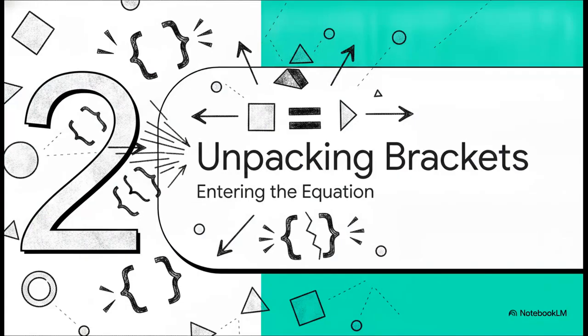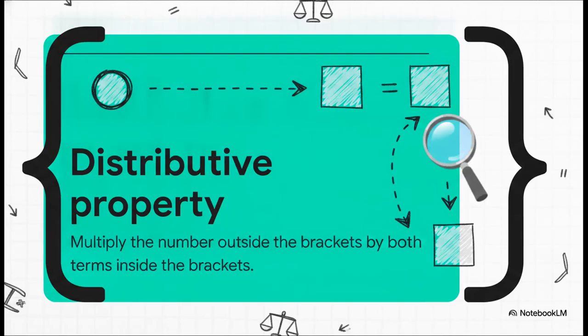Section 2, unpacking the brackets, entering the equation. To actually unlock those brackets, we have to use something called the distributive property. And hey, fun fact here, the word algebra actually comes from the Arabic term al-jabr, which literally translates to the reunion of broken parts. And that's exactly what we're doing here. As it's defined, we're multiplying the number immediately outside the brackets by every single term inside. In our original equation, the number outside is 3, and the terms inside are x and a negative 5.